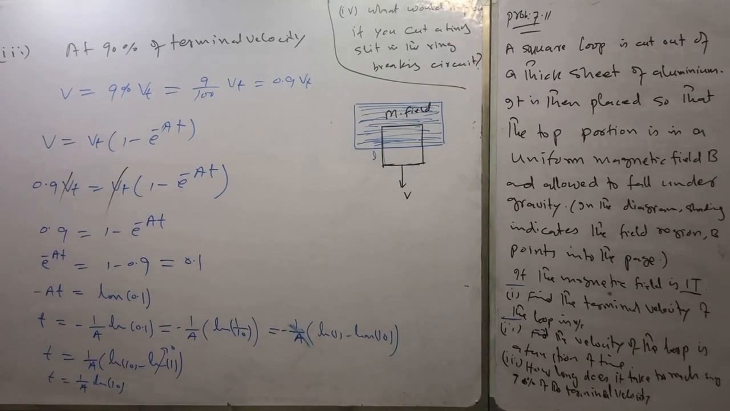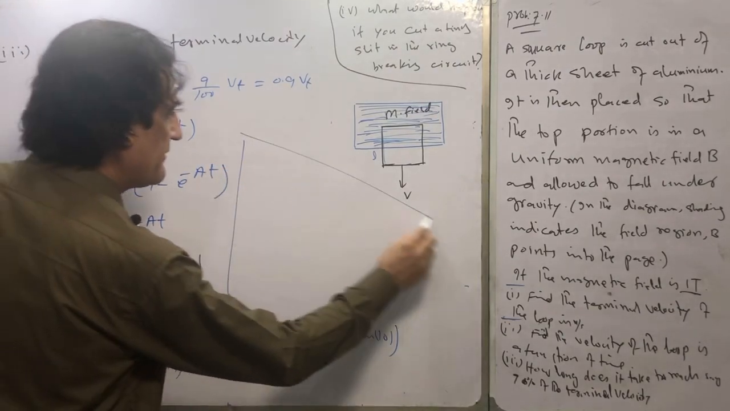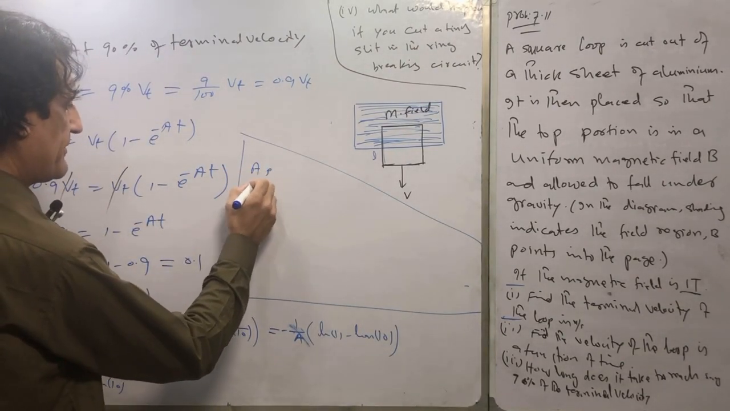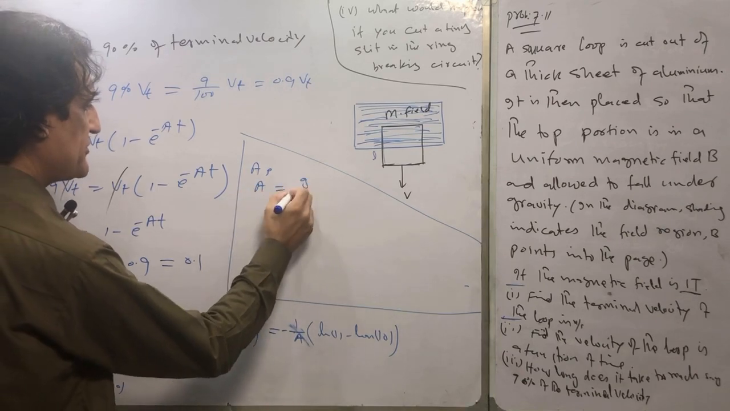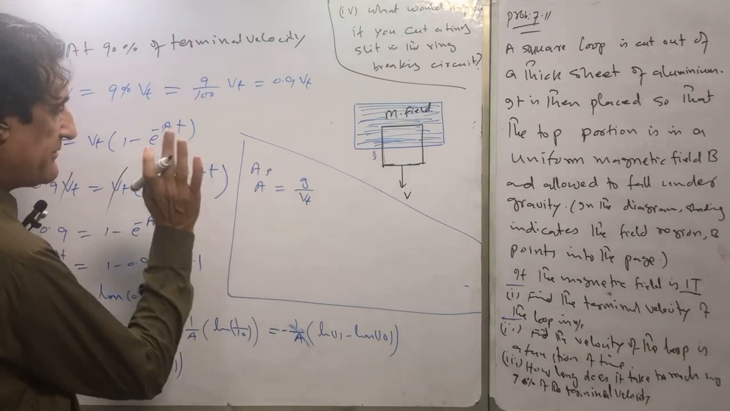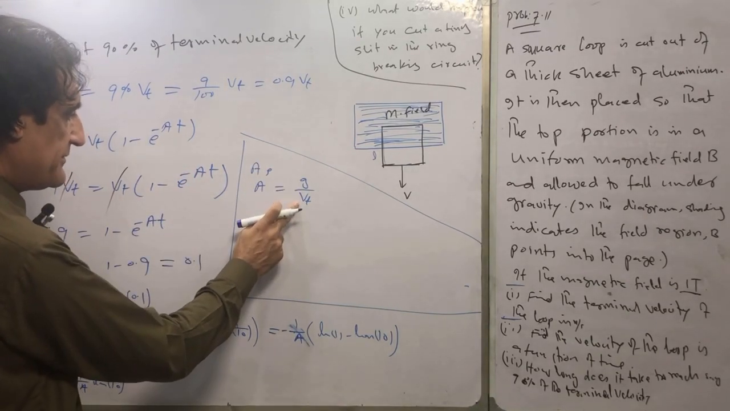And we also know the value of a. We also know the value of a is g divided by vt. Vt is equal to g divided by a. We already calculated this. Then a is equal to g divided by vt.